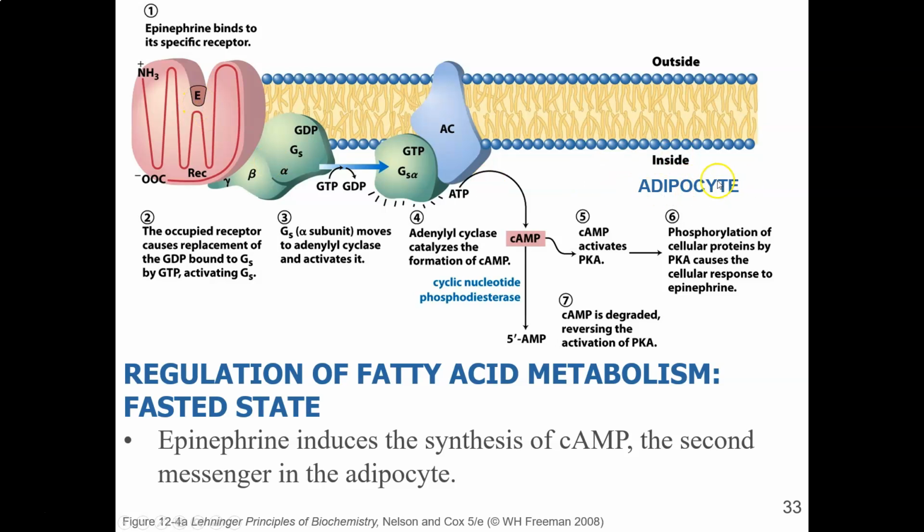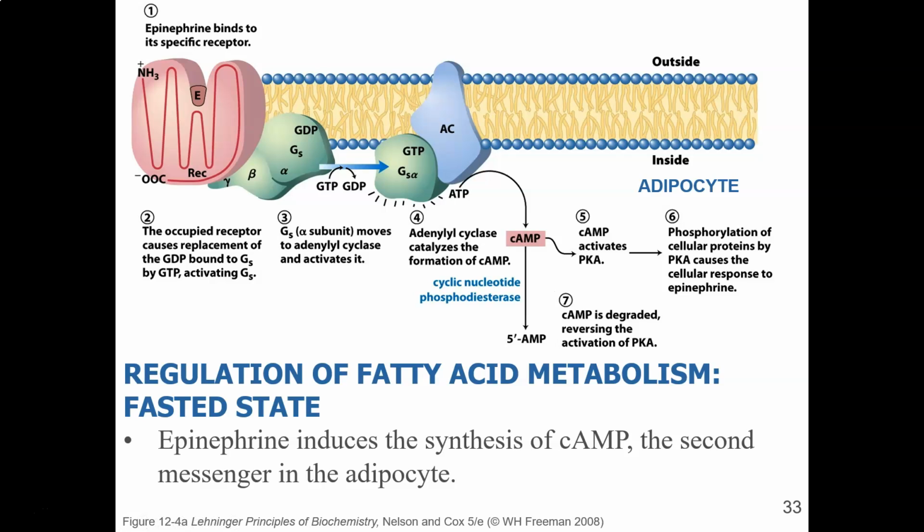This cell right here is an adipocyte. Here's the membrane, and the epinephrine binds to a G protein coupled receptor. The receptor activates the G protein, and the G protein swaps GDP for GTP, and it also jettisons the beta and the gamma subunits. Now we have an activated alpha subunit with GTP bound. That activates the enzyme adenylate cyclase, which takes ATP and synthesizes cyclic AMP.